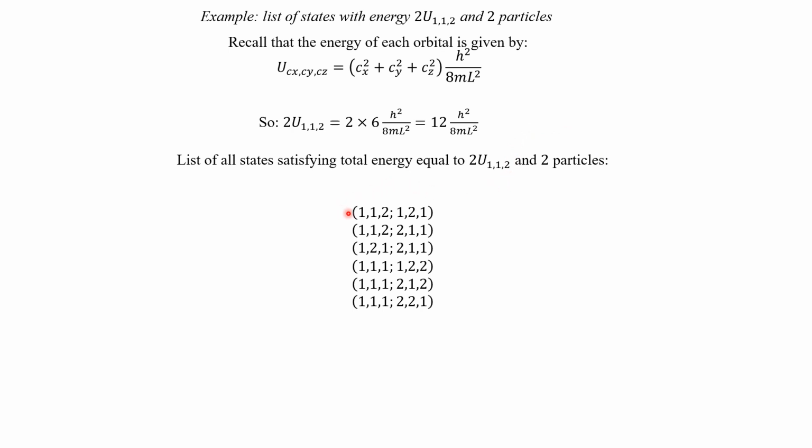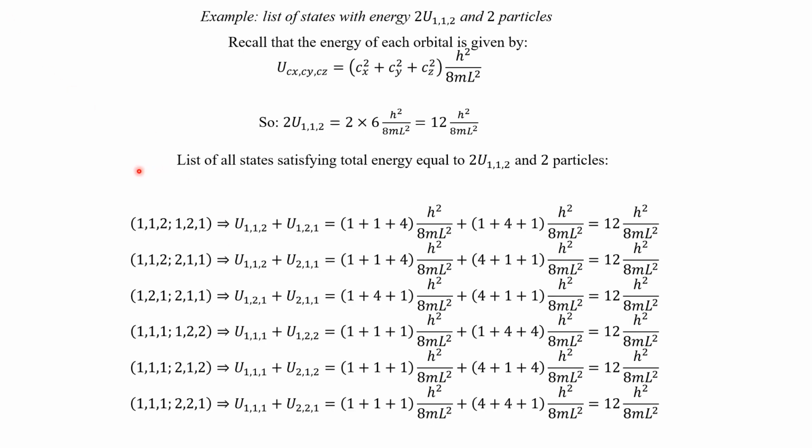So for example, in this state, the electron in this orbital will have energy 1 plus 1 plus 4, so 6 times the constant term, and the electron in this orbital will also have energy 6 times the constant term, so the total energy is 12. That's the same situation for this state and also for this state. And for this state we have that the electron in the orbital 111 will have energy 3 times the constant term, and the electron in the orbital 122 will have energy 1 plus 4 plus 4, that's 9. So we have 9 plus 3, that's 12. And that's the same idea for this state and for this state.